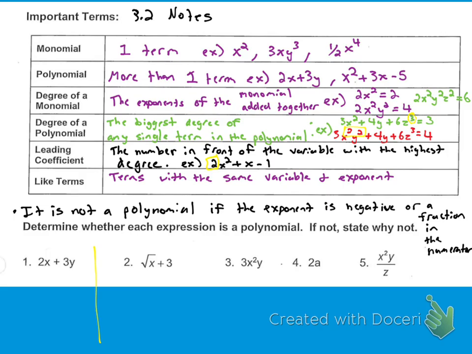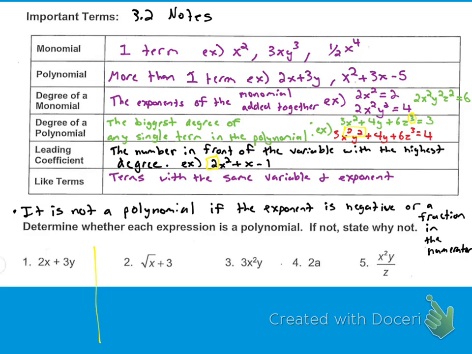And you cannot have a variable in the denominator. And then, a monomial is a type of polynomial. Like a monomial, binomial, trinomial, they're all types of polynomials. So don't say it's not a polynomial because it's one term.